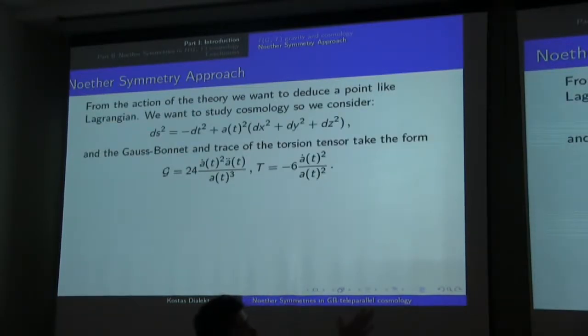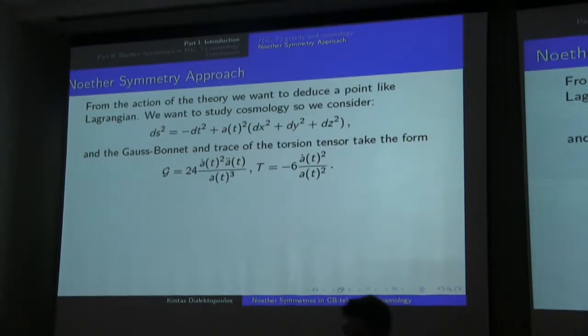What we'll do is apply the Noether symmetry approach in order to constrain the functional form of the f of G, T theory. We're going to study cosmology, so we use this ansatz for the metric, the FRW. So the Gauss-Bonnet term and the trace of the torsion tensor take this form.